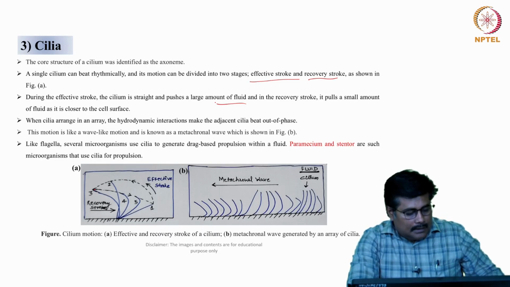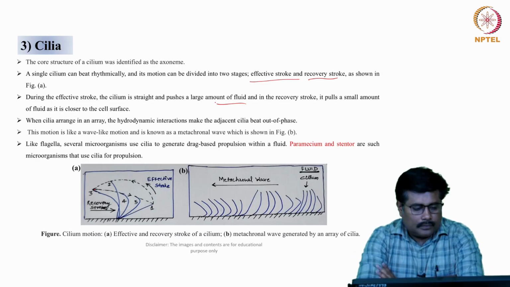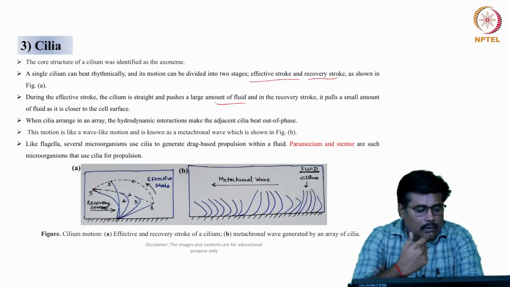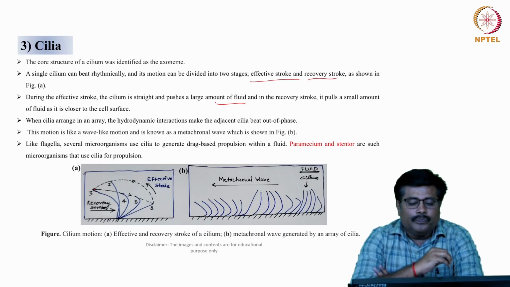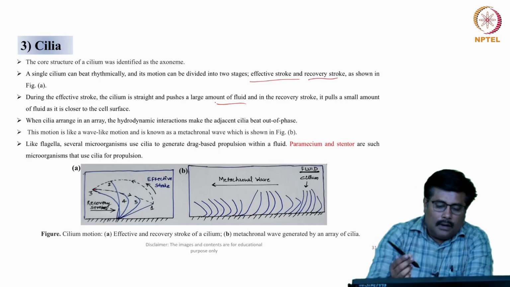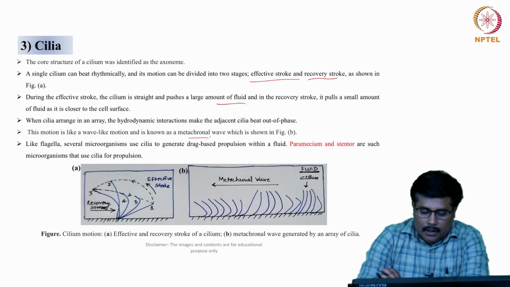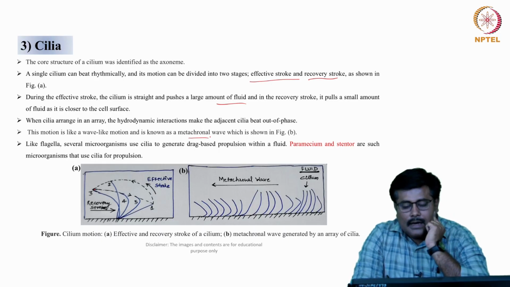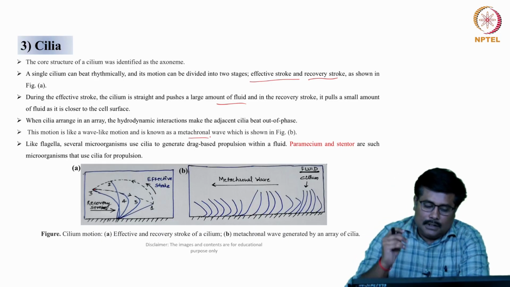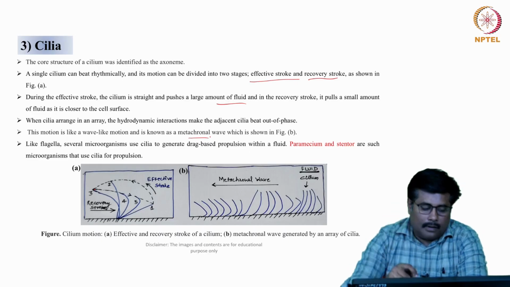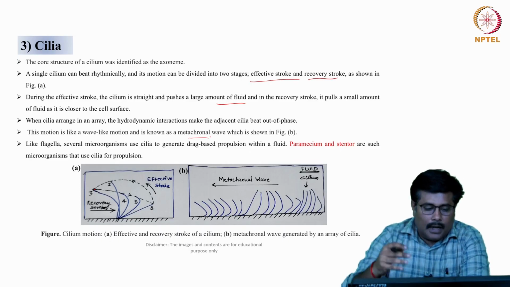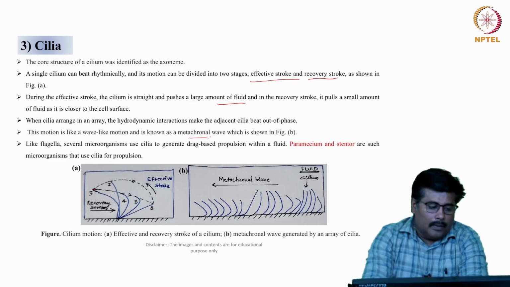When the cilia are arranged in an array, the hydrodynamic interaction makes the adjacent cilia beat out of phase. This motion is a wave-like motion called the metachronal wave, which is shown over here. So this is a metachronal wave which is getting generated along with the cilium structure. Due to the alternating effective stroke and recovery stroke, these metachronal waves can move in an appropriate direction which can govern an appropriate movement.